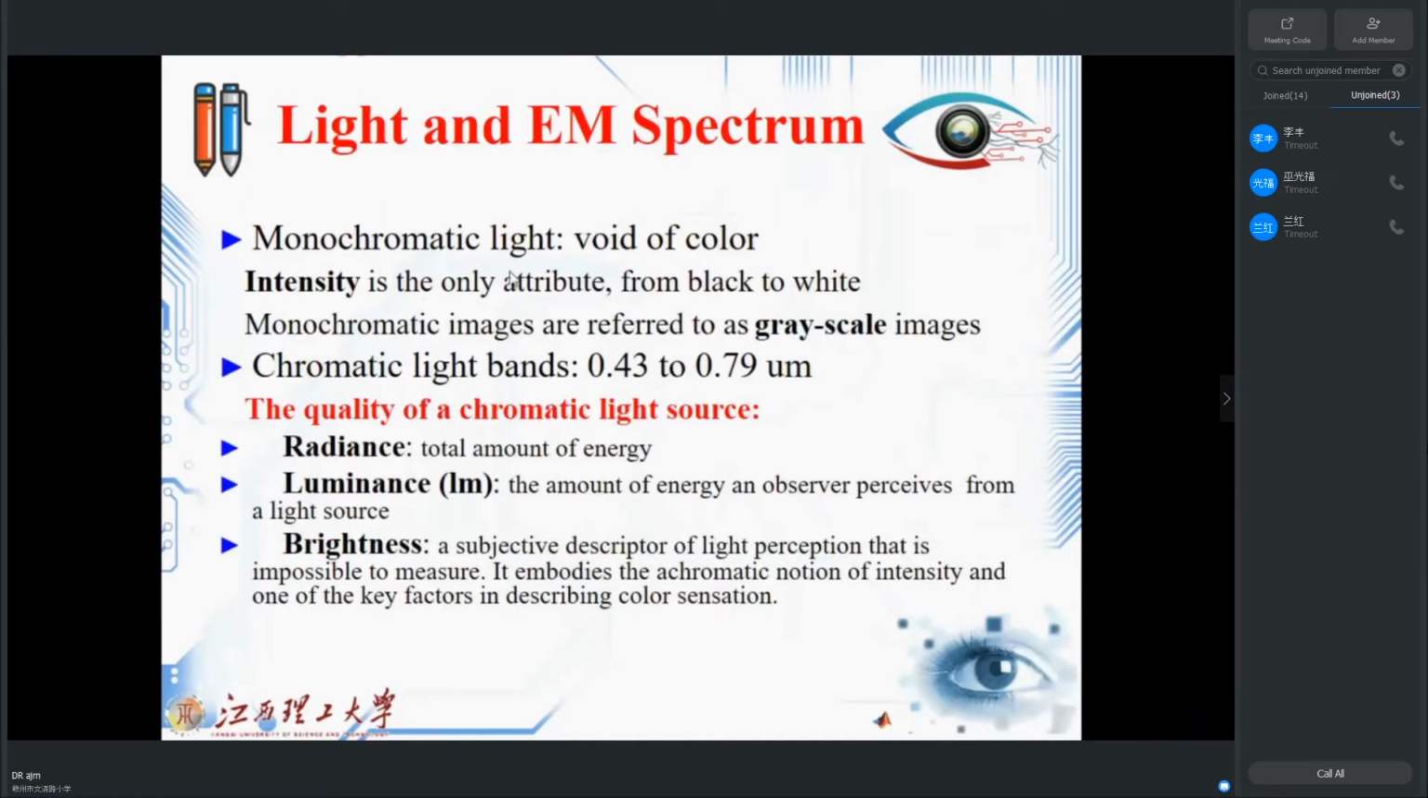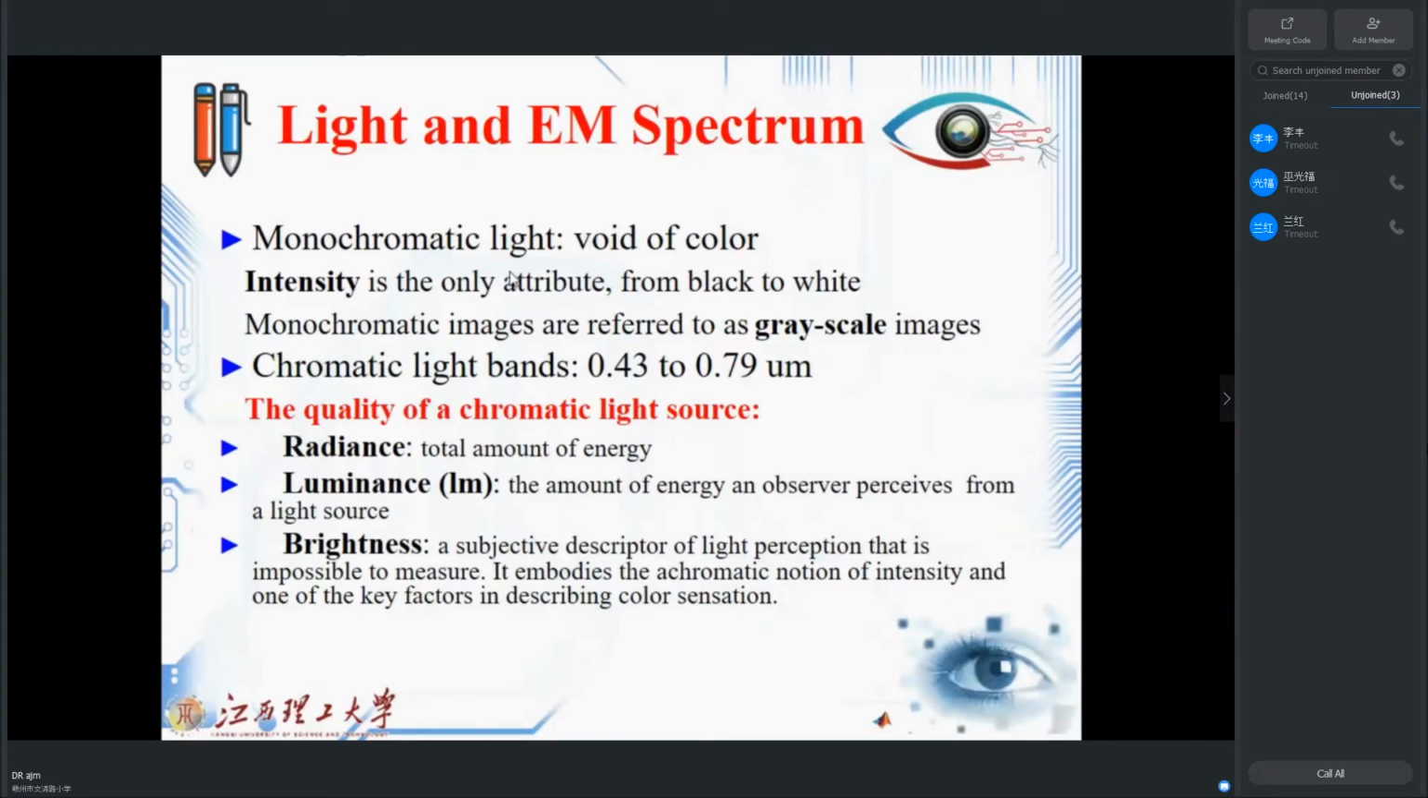And we have a concept which we call monochromatic light, which is void of color, and intensity is the only attribute, from black to white. Monochromatic images are referred to as grayscale images, and the light band for this type of light is from 0.43 to 0.79 micrometer.